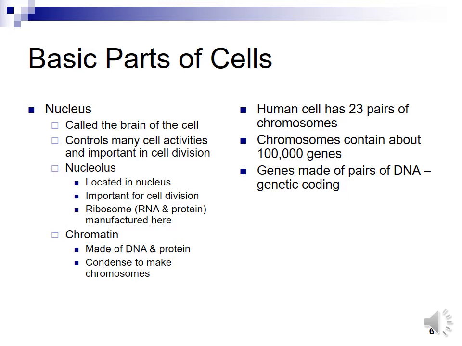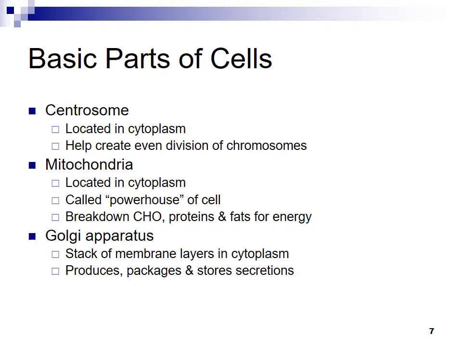Each chromosome has about 100,000 genes, and those genes are made up of DNA, and that is our genetic coding. So that's all happening within the nucleus. The centrosomes are located in the cytoplasm, and they help the cell create an even division of the chromosomes, again, for replication or division.